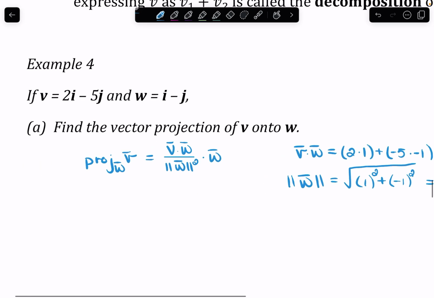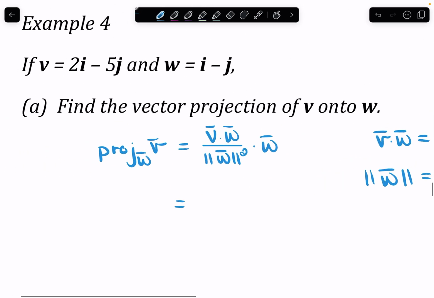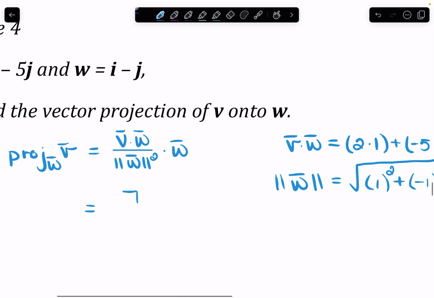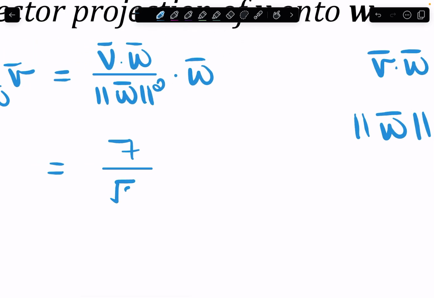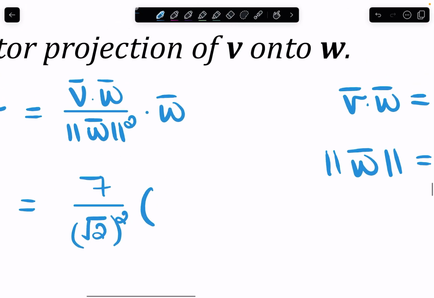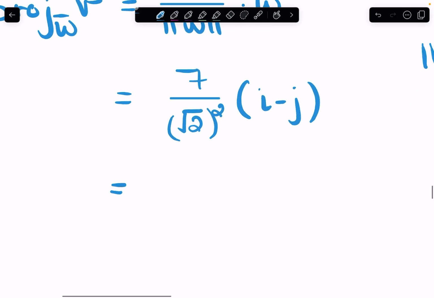All right, so we can go plug in. The projection of V onto W is going to be the dot product, 7, divided by the magnitude of W squared, so square root of 2 squared, I'm not going to simplify just yet, times W. It's kind of like a scalar times the vector W. The vector W was i minus j. So 7 over the square root of 2 squared is 7 over 2. Scalar distribution: 7 halves i minus 7 halves j.